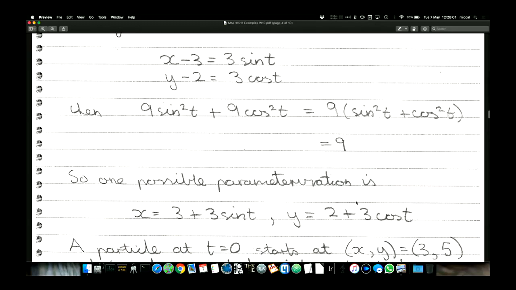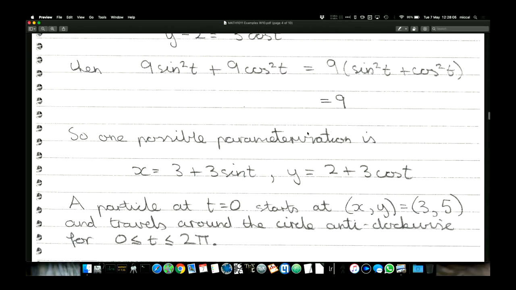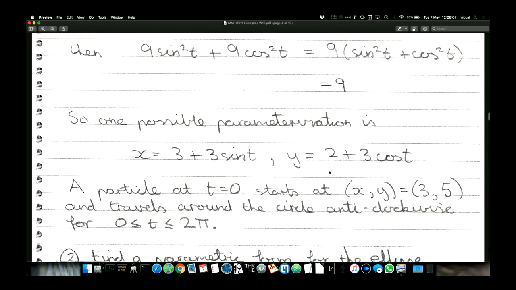And I've put the sine on the x and the cos on the y because, well, no, I didn't say. But the way I've put the sine and the cos here means it starts at that point and travels anti-clockwise. If you swap the sine and the cos around, all it means is it starts at a different point, but it follows the same path.